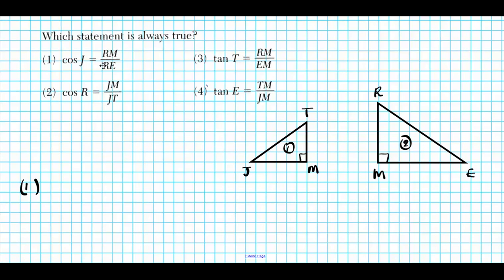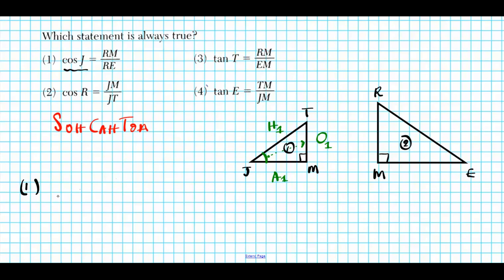Cosine J, is it equal to RM over RE? That's the question. So the trig function under consideration is cosine J. So we're looking at triangle number 1. So for triangle 1, that's J. Angle J, if that's angle J, that's going to be the opposite for triangle 1. This is going to be the adjacent for triangle 1, and then this is the hypotenuse for triangle 1. Okay, all we actually need is just adjacent and opposite, right? So we're going to be using SOHCAHTOA to set up a trig ratio.